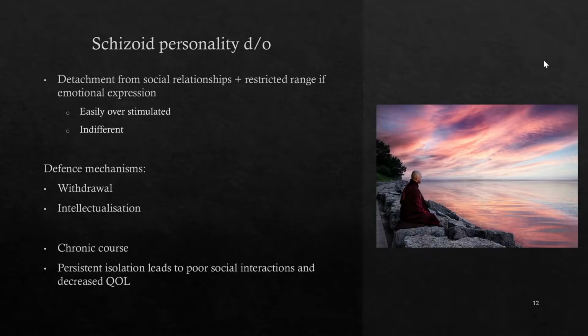Next is the schizoid personality disorder. The patient is quite detached from social relationships with a restricted range of emotional expression. They can be easily overstimulated, which can explain why they would prefer to be isolated, and they can also come across as indifferent to what is happening to them or in their environment. Their defense mechanisms are usually that of withdrawal and intellectualization. This is a chronic course, and if there is persistent isolation, it leads to poor social interactions and a decreased quality of life.